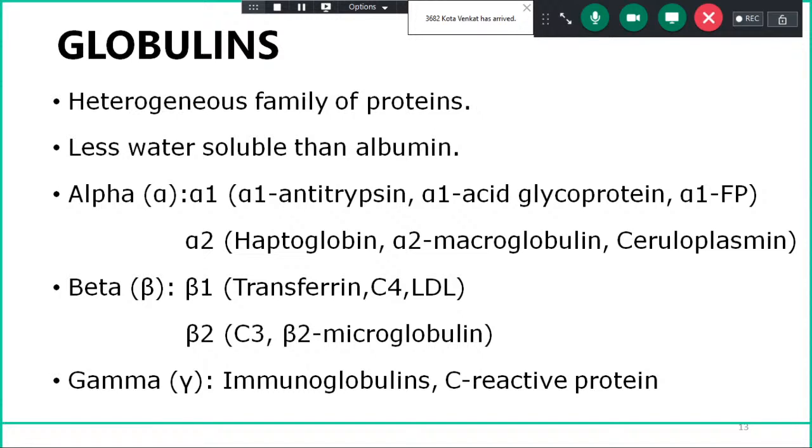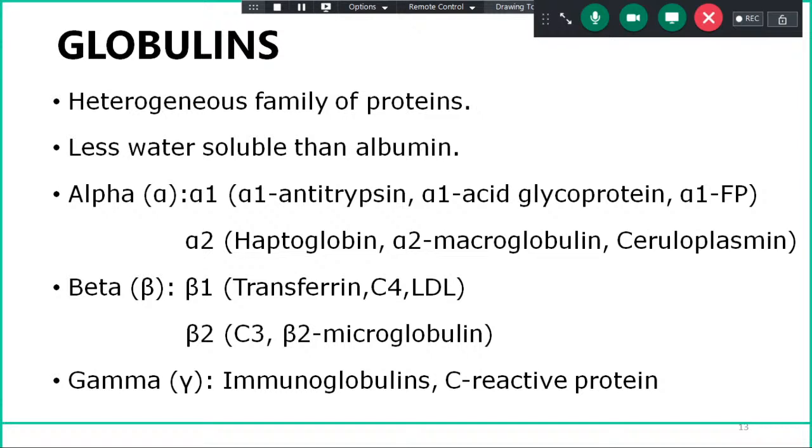Globulins are less water soluble than albumin, and they have different fractions: alpha fraction, beta fraction, and gamma fraction, and each fraction has a number of proteins in it. I have mentioned only a few select examples here. For example, in the alpha 1 fraction we have alpha 1 antitrypsin, alpha 1 acid glycoprotein, alpha 1 fetoprotein, but these three are not the only examples. There are multiple examples; I have only mentioned very few important selected ones.